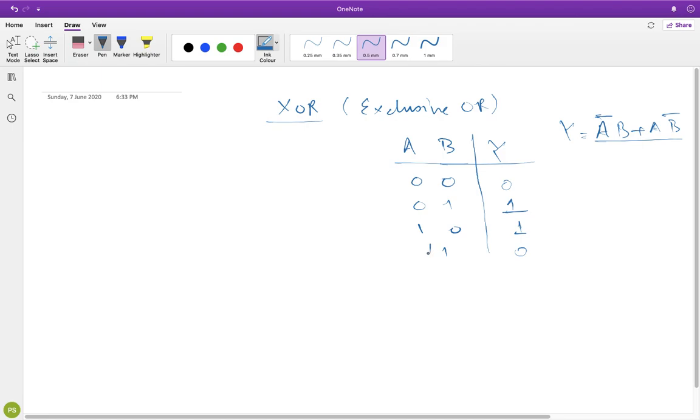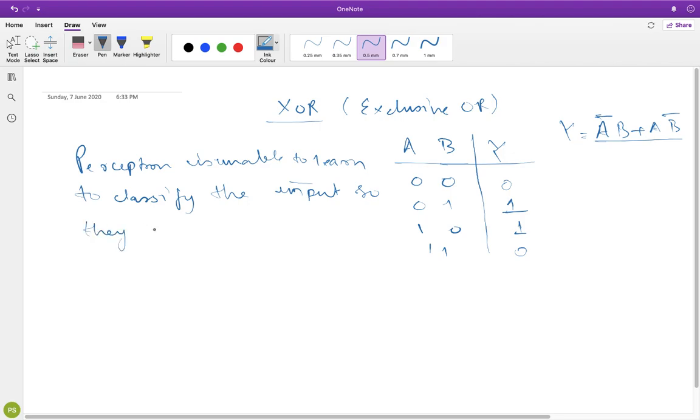So the perceptron is unable to learn to classify the input. It cannot classify the input so that they get the correct labels. So I will tell you how this happens.